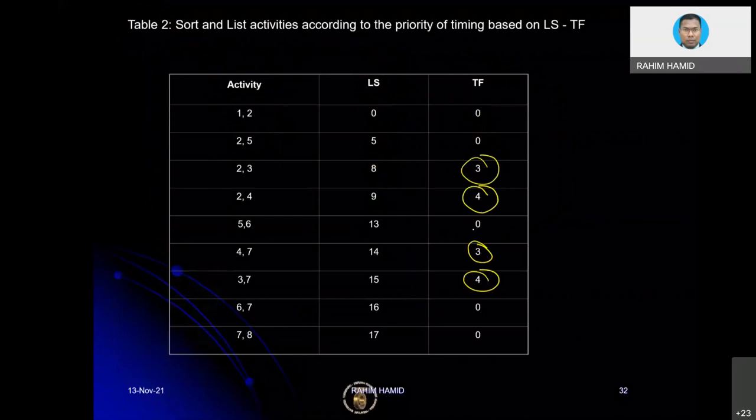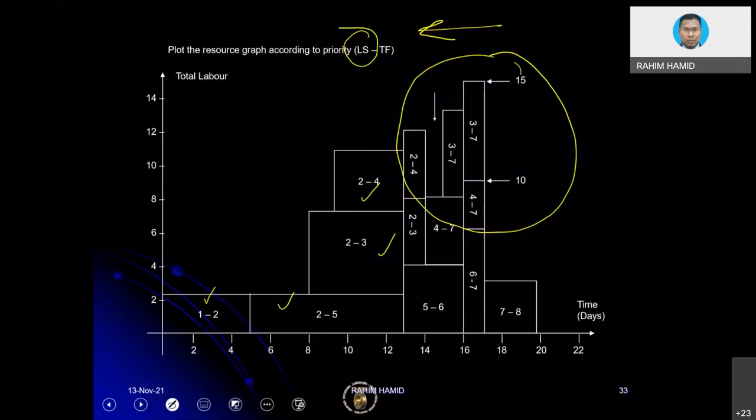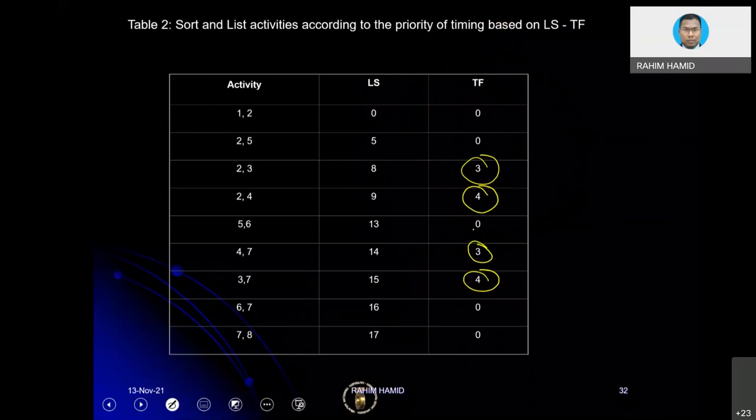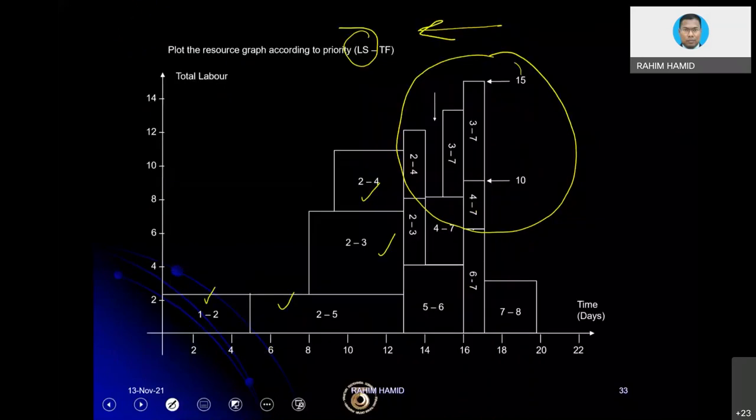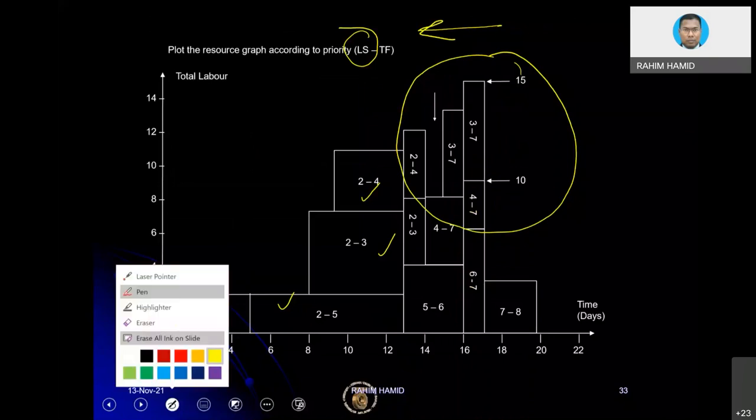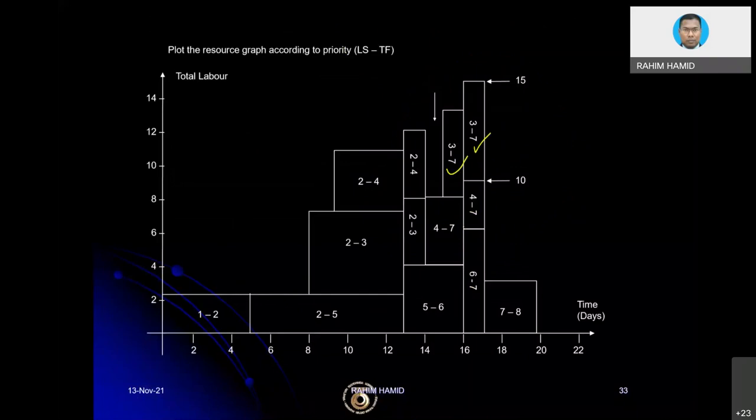Okay, only 4 activities: 2, 3, 2, 4, 4, 7, and 3, 7. Yeah, the ones that I ticked here. Let me erase those things. So here are the ones that have total float. The rest do not have the total float.